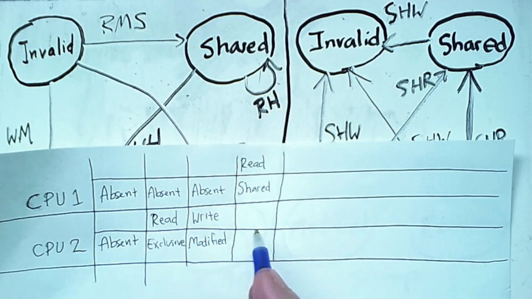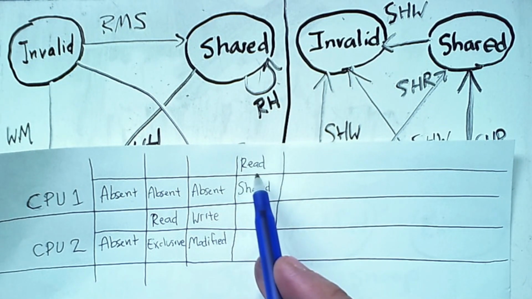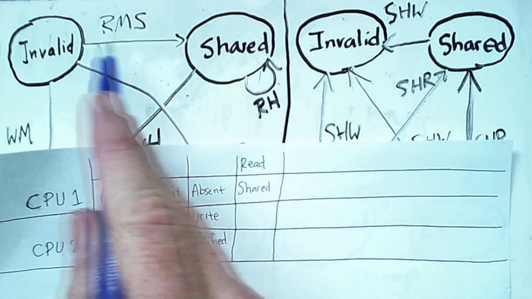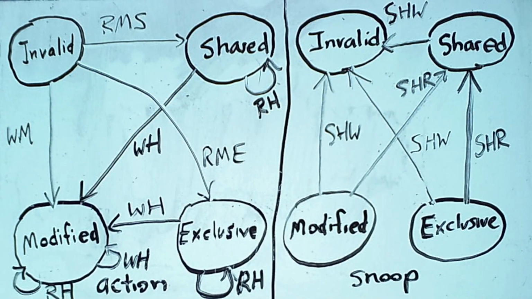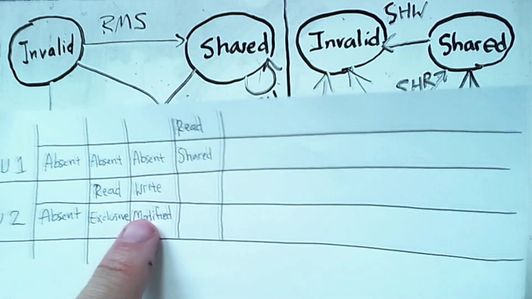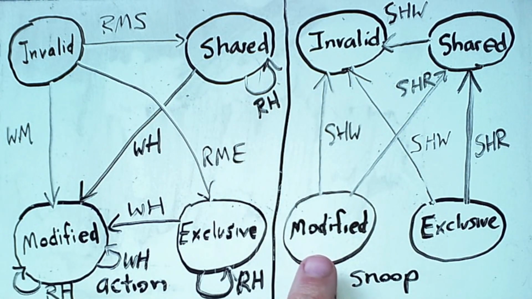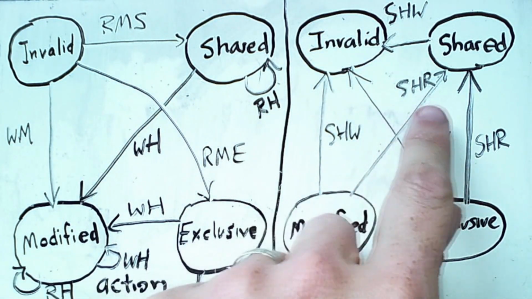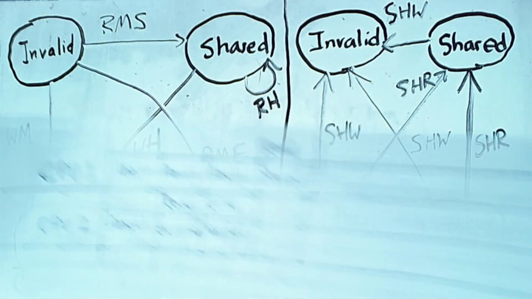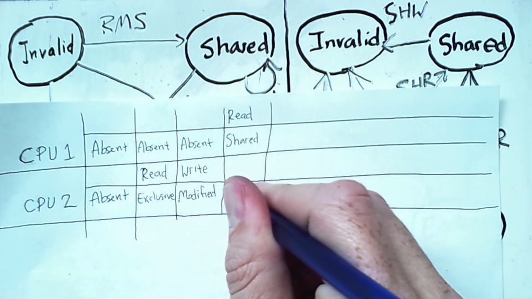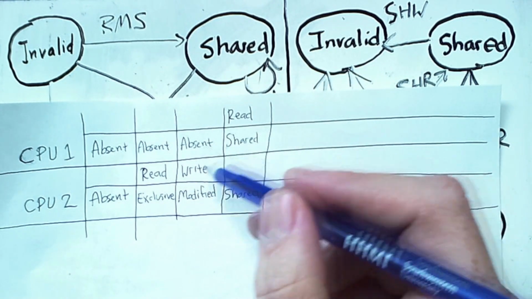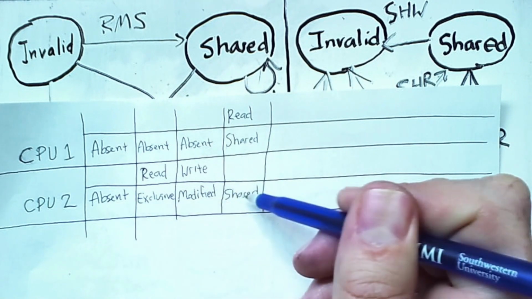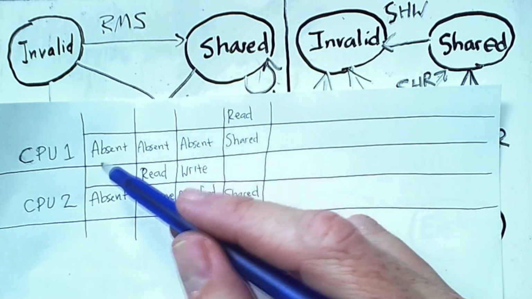And CPU 2 isn't doing anything, but it does snoop that change. So a read occurred on CPU 1. CPU 2 is in the modified state, so it's over here. And we have a snoop hit read, which goes to the shared state. So the data will be in the shared state in both CPUs. Notice that the state in CPU 2 changed as a result of an action performed on CPU 1.